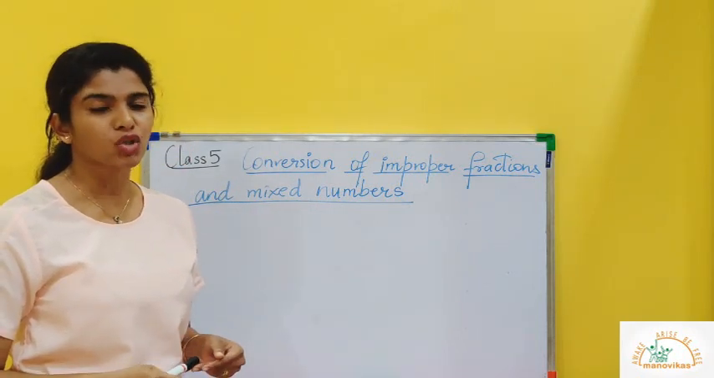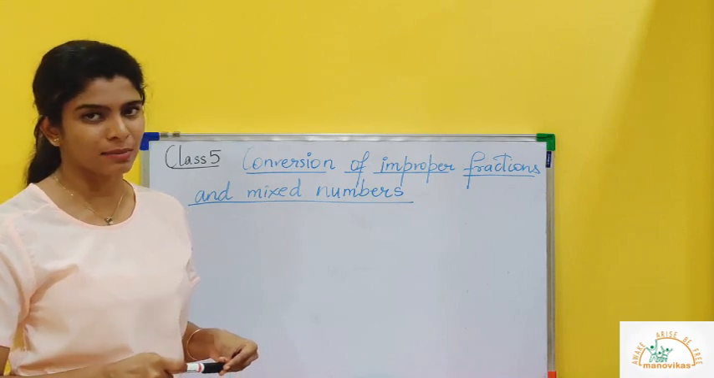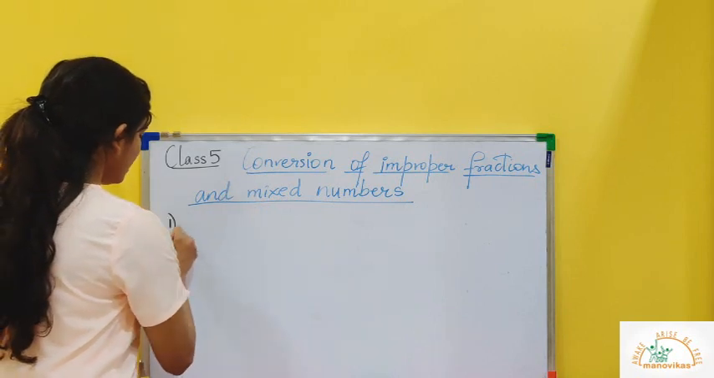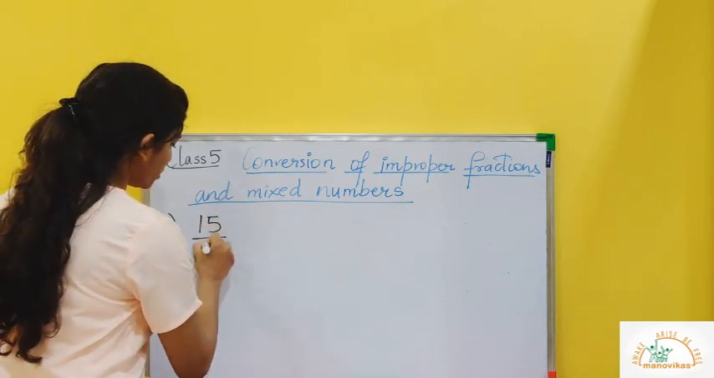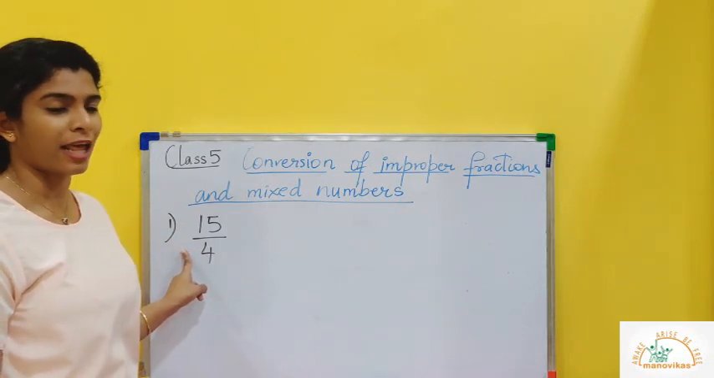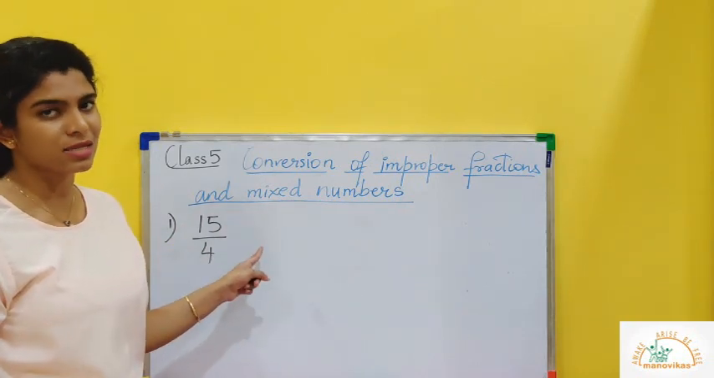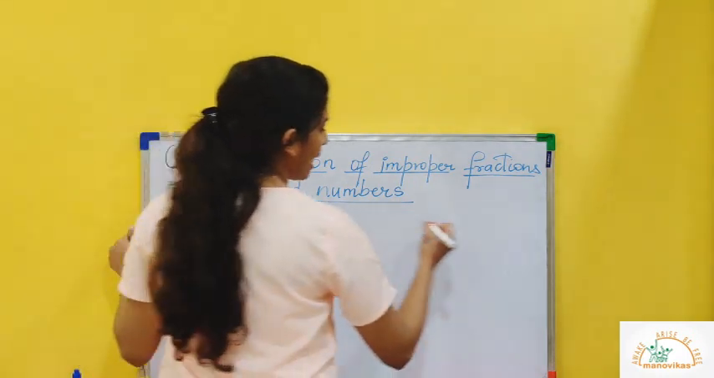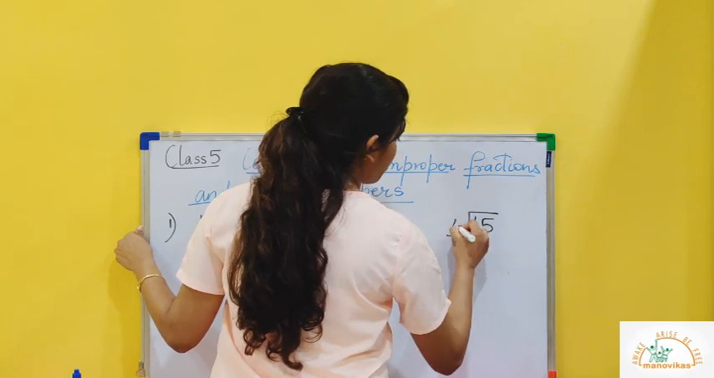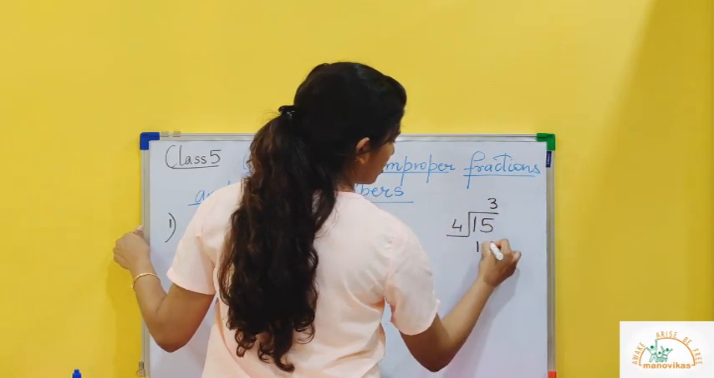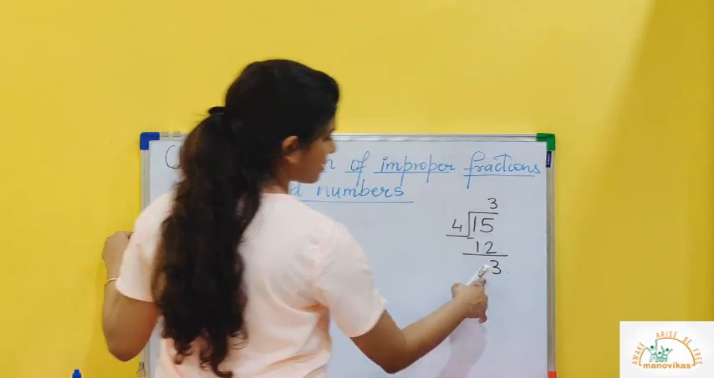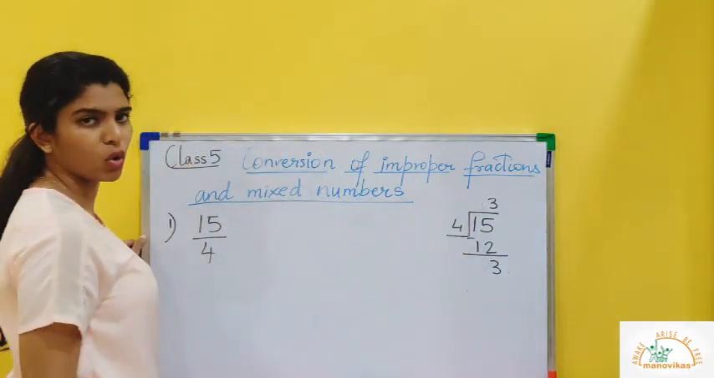Here we will learn how to convert improper fractions into mixed numbers and mixed numbers into improper fractions. So I'll take one example, 15/4. 15/4 is an improper fraction and I want you all to convert it into a mixed number. How to do it? We have to do a simple division. 15 divided by 4. 4 3s are 12. 15 minus 12 is 3. I get 3 as the remainder and 3 as the quotient.